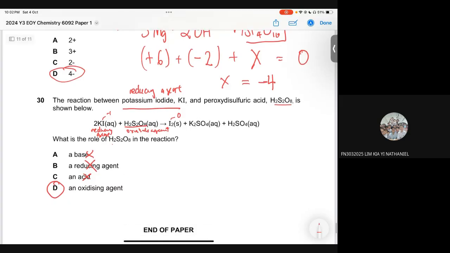Okay, because reducing agent and oxidizing agent come as a pair. Okay, so that's all for questions 1 to 30. I'm going to stop the recording already.